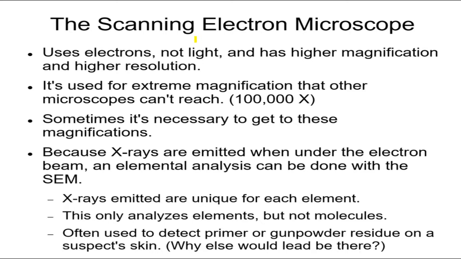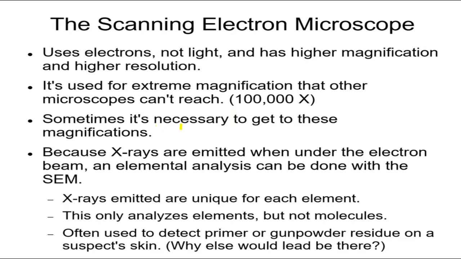But the thing is, it uses a beam of electrons, not light, and because of that, you can magnify a tremendous amount more. You can get 100,000 times, several 100,000 times of magnification. That is something an ordinary light microscope simply cannot do. So you can get really, really into whatever you're looking at.